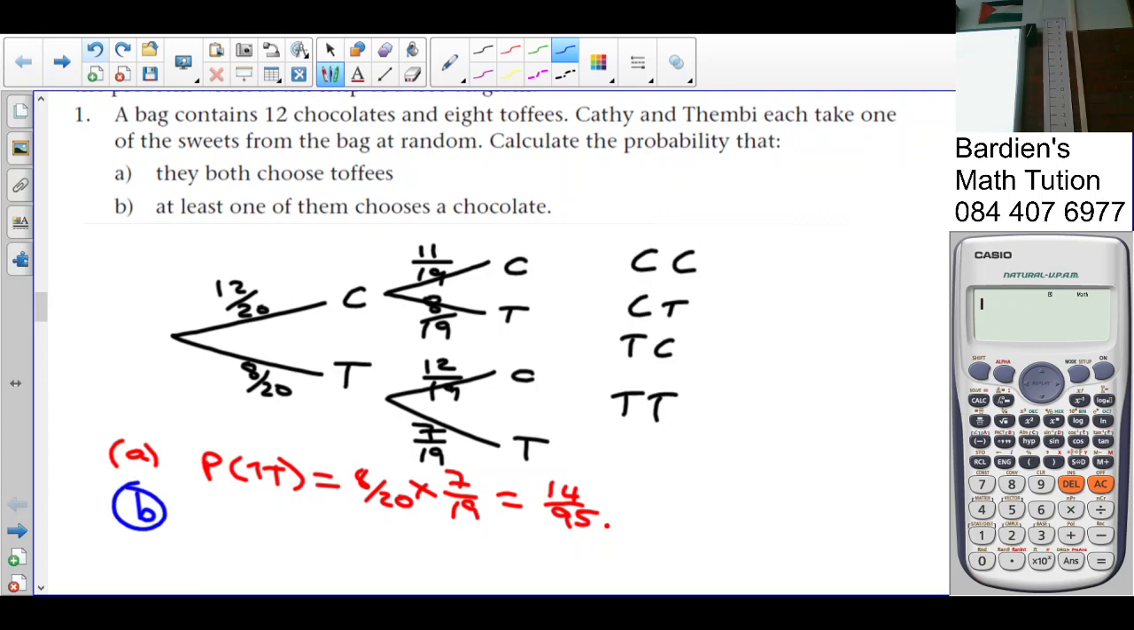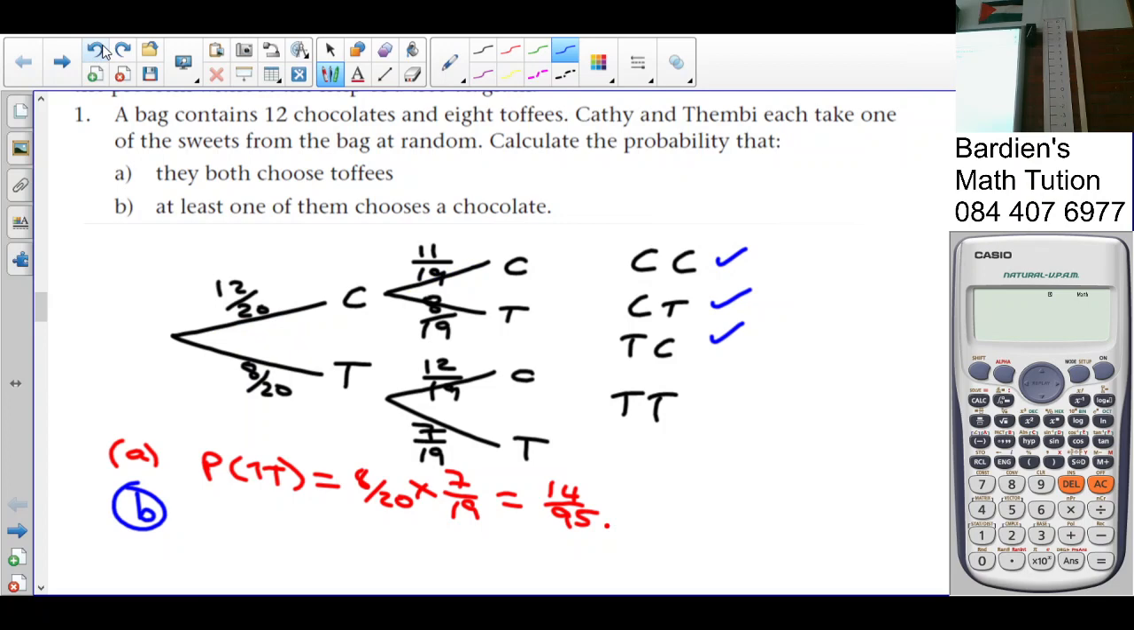Let's look at B. B says at least one of them is a chocolate. So what are my options here? Chocolate, chocolate. Chocolate, toffee. Toffee, chocolate. Not so? So if I do that calculation, it's going to be 12 over 20 times 11 over 19, plus 12 over 20 times 8 over 19, plus 8 over 20 times 12 over 19. Not so? I add them all together. Or what could I have used?